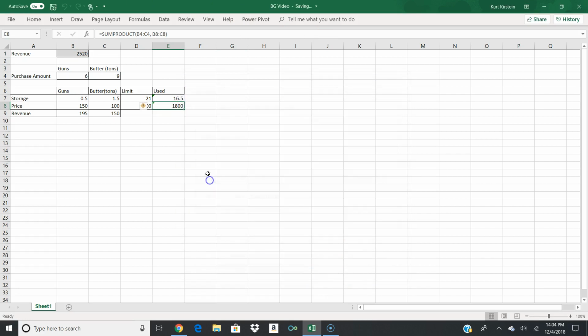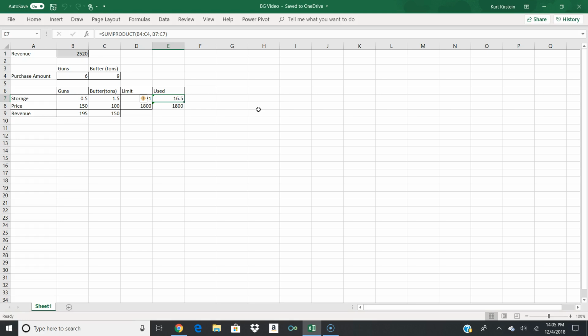All right. We dropped a little bit on our revenue, but our number of guns is up. Our tons of butter is down a bit. We've used up all 1,800 of our dollars, but we're now using a smaller portion of our storage space. Well, that's still maybe a better solution than having only 4 guns.